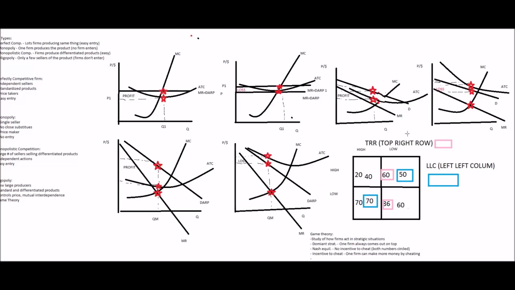Now, when you're thinking about how to actually solve a game theory table or matrix, in our case, we're going to do a duopoly as we're not doing multiple firms. So you want to remember these characteristic acronyms. TRR, which stands for top right row, and LLC, left column. Now I color coded these boxes so you could easily see what I was going to be doing here. So we can start with LLC. Now when we're looking at LLC here, what do we notice?